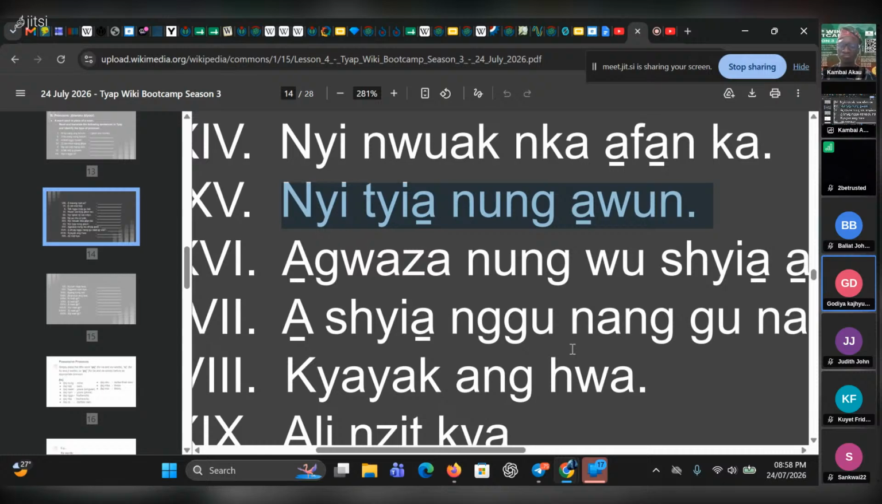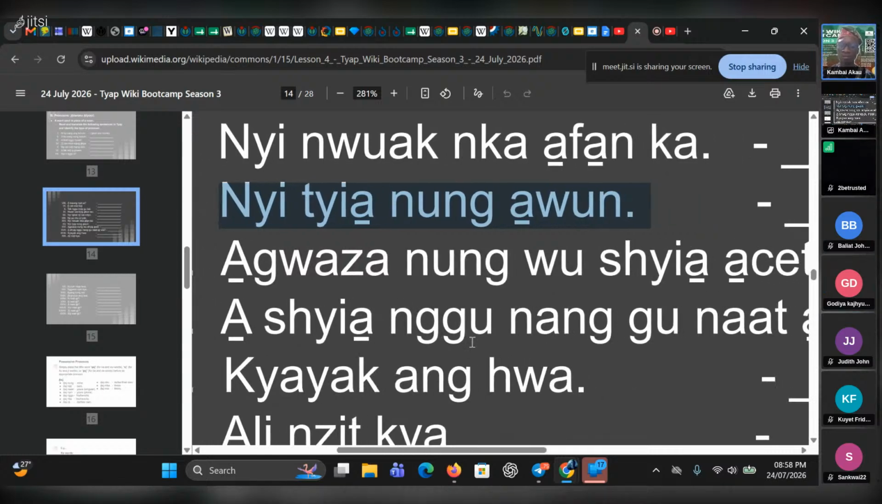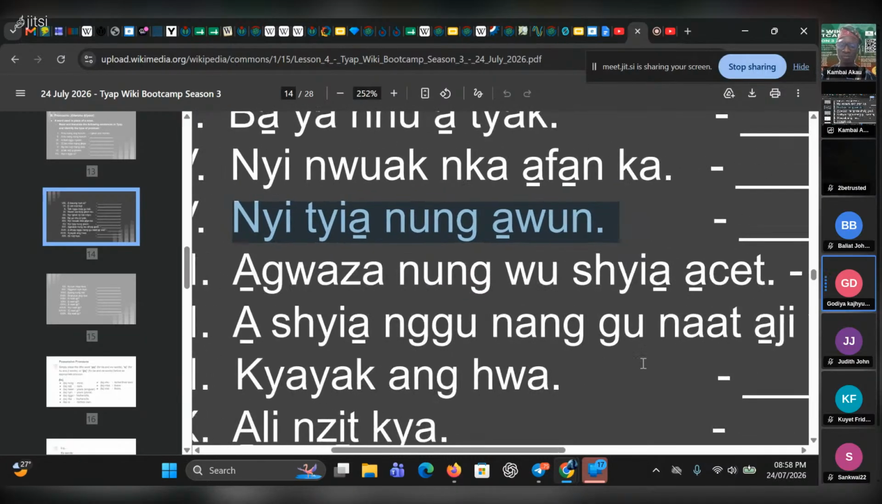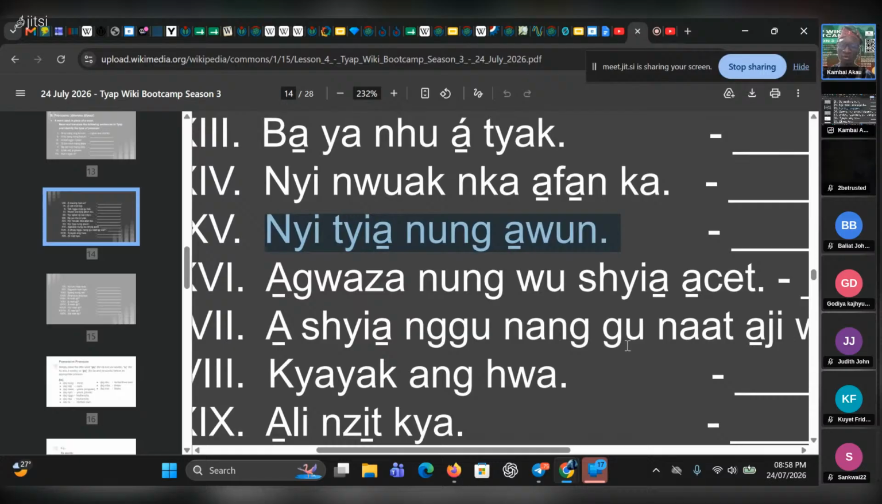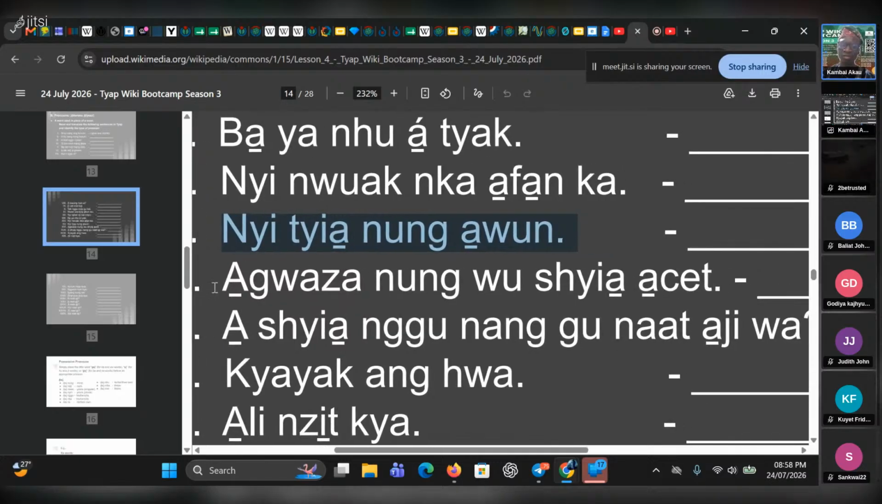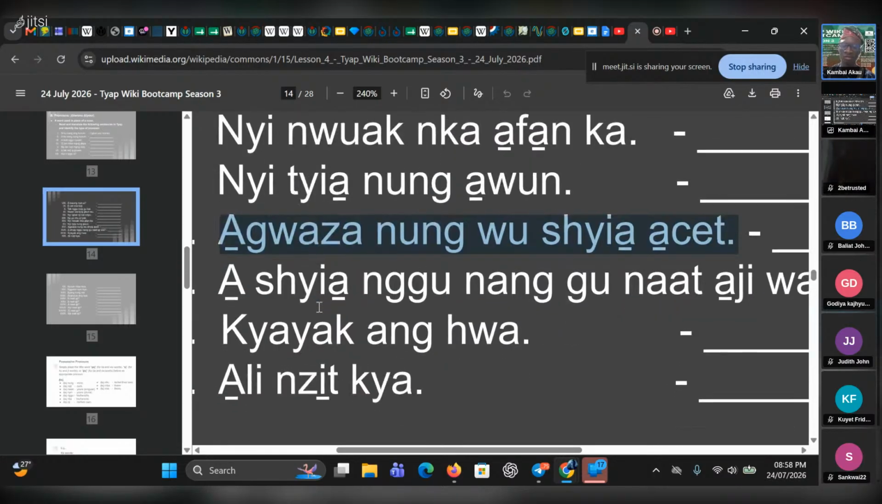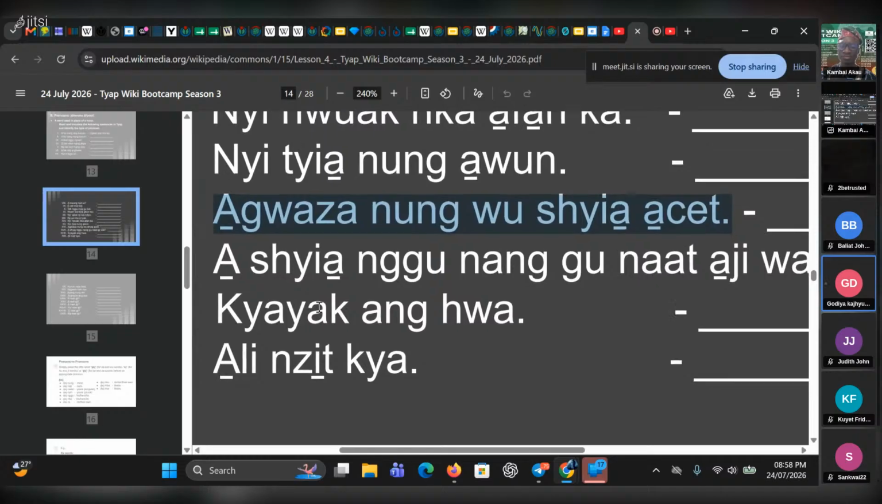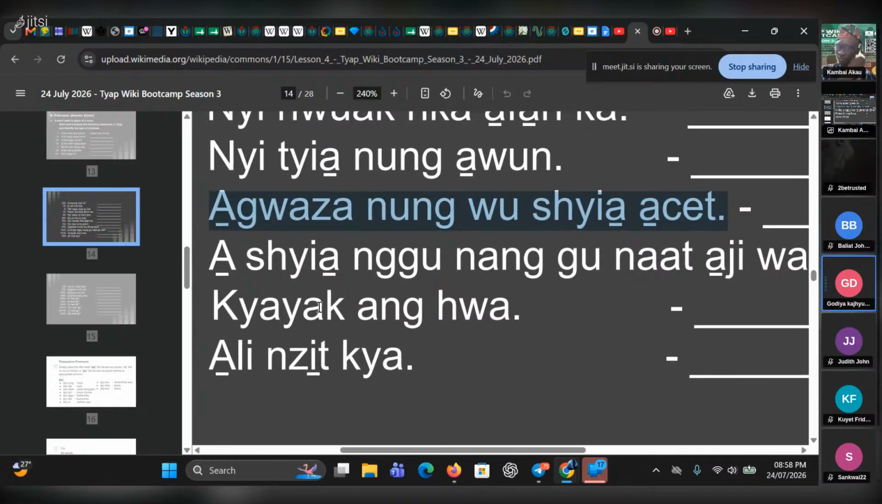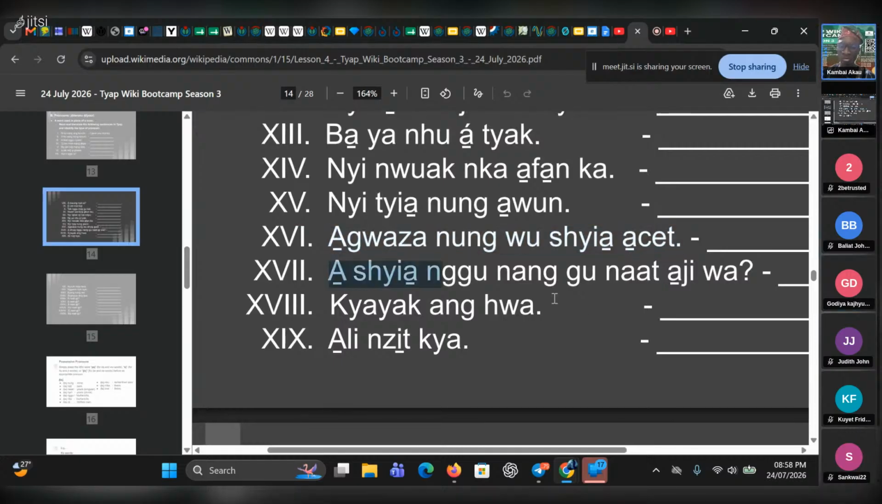Okay, so what about this next one? Nyitiengu owun. Okay, what does that mean? Means you scared him or you terrified him or her. Okay, you are frightening him, or you frighten him, or you frighten her. Yes. Okay, so what about this very sentence? Agwazanungu chet. Okay, what does that mean? My God is alive. Okay, and then what about this very one?